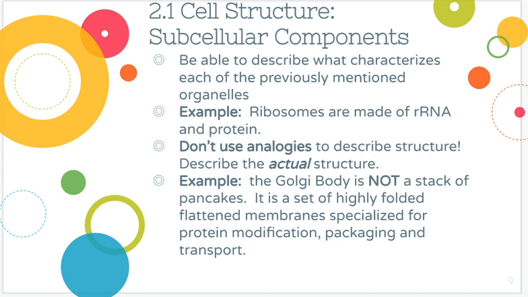So, for example, the Golgi body is not a stack of pancakes, because that doesn't tell me what it actually looks like. It doesn't tell me what its actual structure is. So what you do want to say, though, is that the Golgi body is a highly folded set of flattened membranes that are specialized for protein modification, packaging, and transport. So please get away from using the analogies that you've always used in order to learn what these things are and how they're built, and tell us about the actual structure.